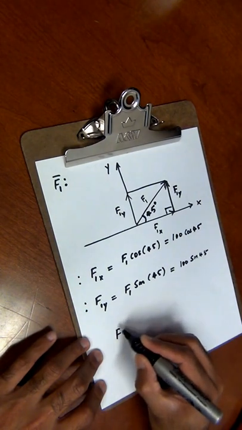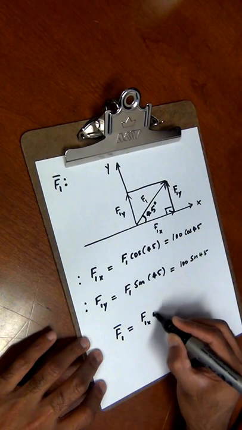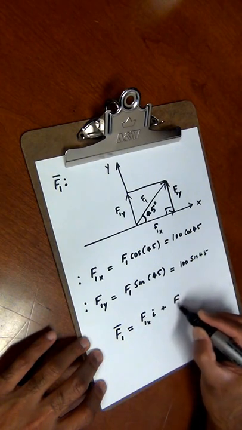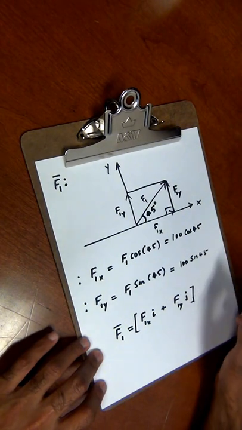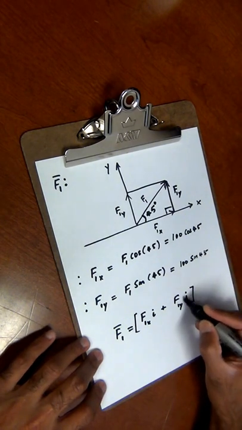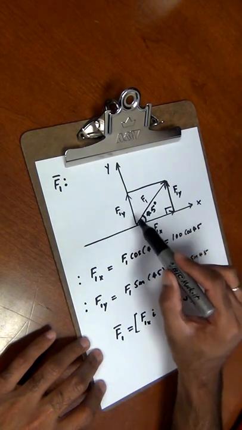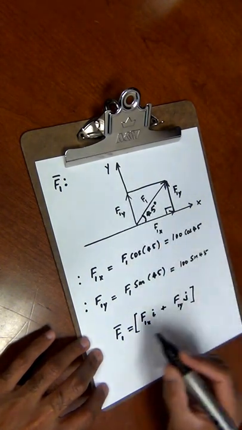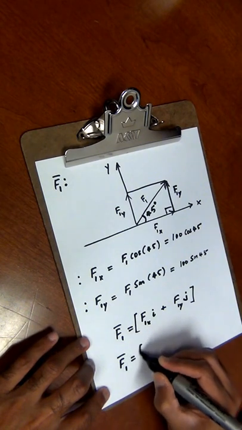Essentially, vector F1 now is going to be F1x in the i direction, F1y in the j direction. You notice that we are going to make use of positive i and j directions here. This is because F1x is along the positive x and F1y is along the positive y.